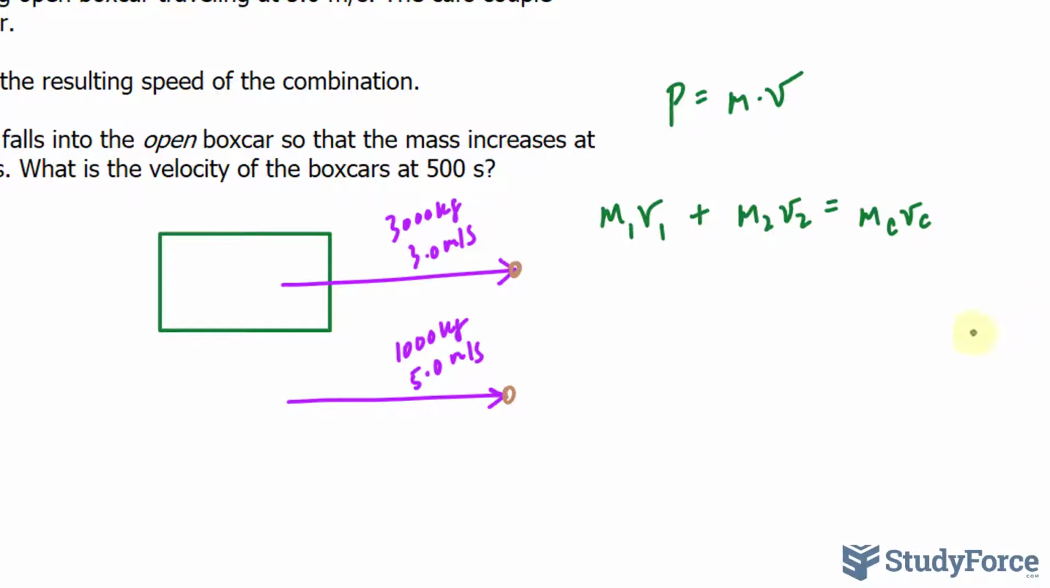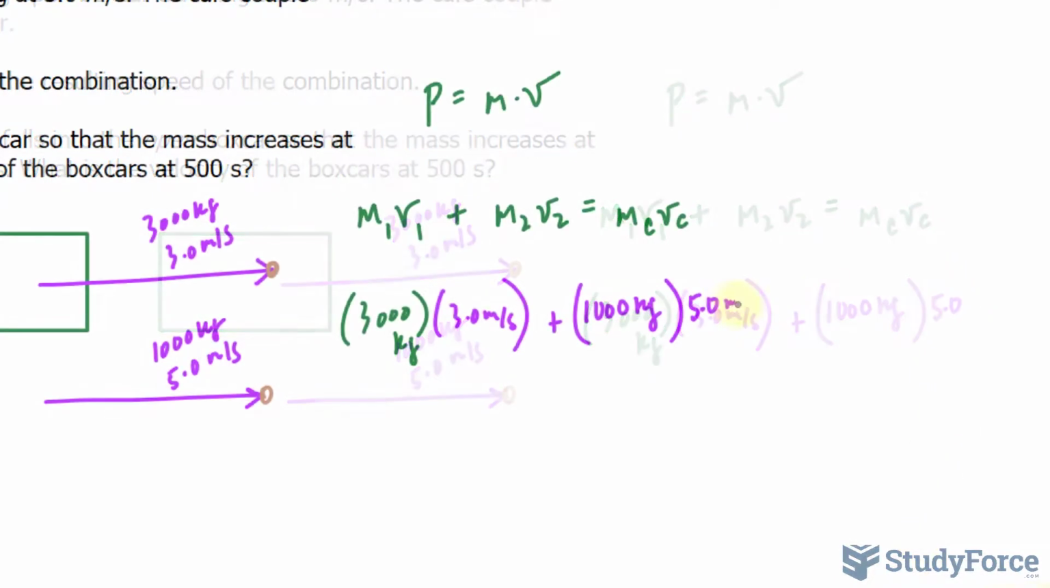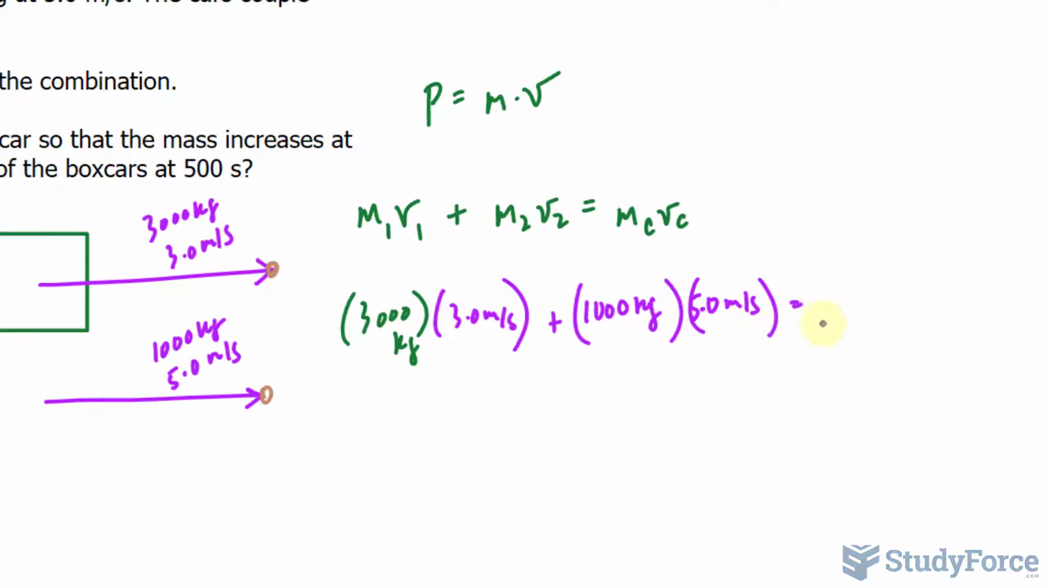Okay, now substituting everything that we know, we have 3,000 kilograms, and you can represent the units as well, it's important, times a velocity of 3.0 meters per second, plus this one, 1,000 kilograms times 5.0 meters per second is equal to the combined mass of 3,000 plus 1,000, which is 4,000 kilograms, and the speed is what we're looking for, right? The resulting speed.